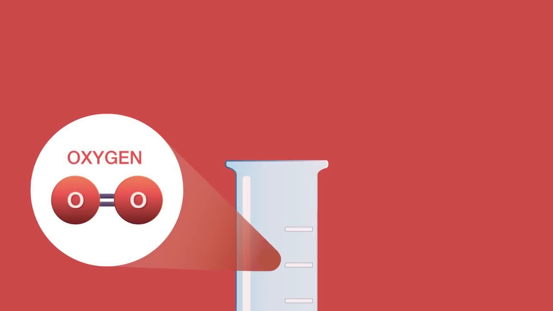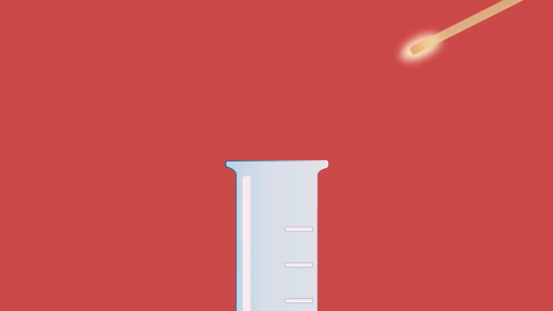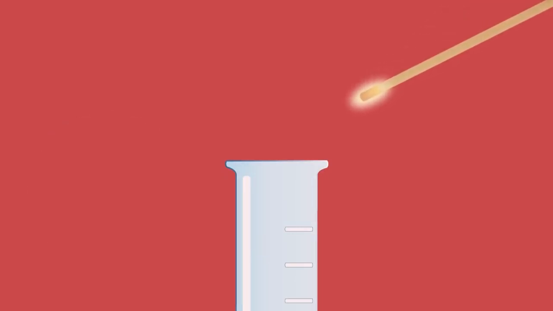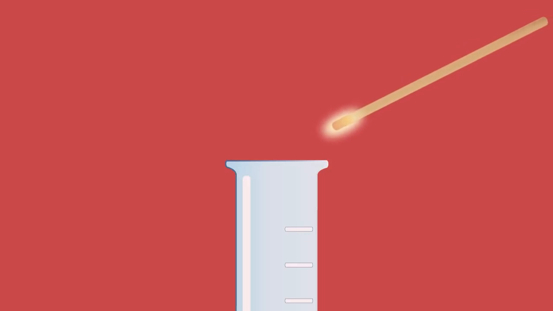To test for oxygen, place a glowing splint at the mouth of the reaction vessel. Keep in mind that the splint should be glowing, not lit. A glowing splint relights in the presence of oxygen.